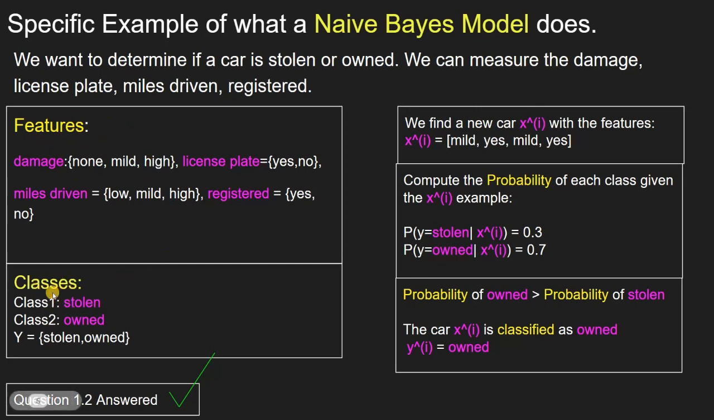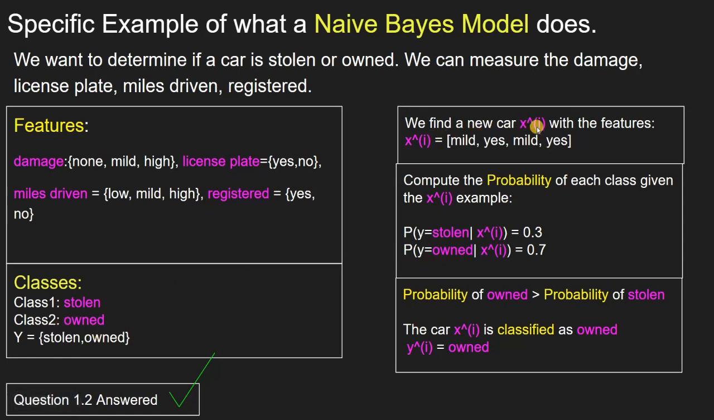Now the classes: class 1 is the car is stolen, and class 2 is the car is owned. And so capital Y, our set of classes, is stolen or owned, right? So what we need to do is take in a specific example, X of I, which is how much damage, license plate, the miles driven, and whether it's registered or not. So we need to take in a specific car, measure these features, and determine whether it falls into the class stolen or the class owned.